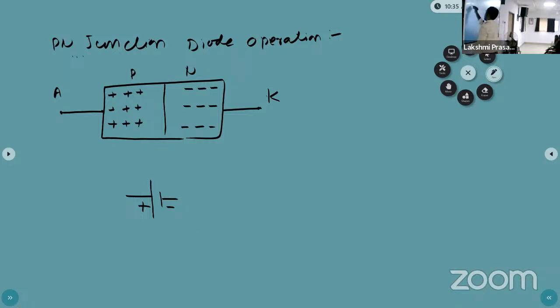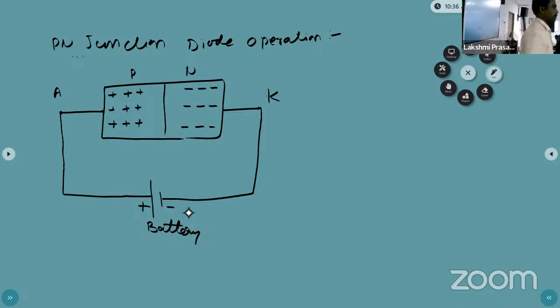Okay, now you can join the. This is the operation of the PN junction diode. Now you can connect the positive terminal of the battery to the P-type semiconductor, and the negative terminal of the battery to the N-type semiconductor. So this is the construction and applying the power supply to the PN junction diode.